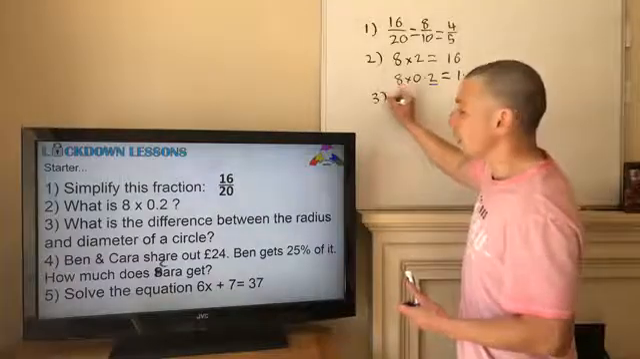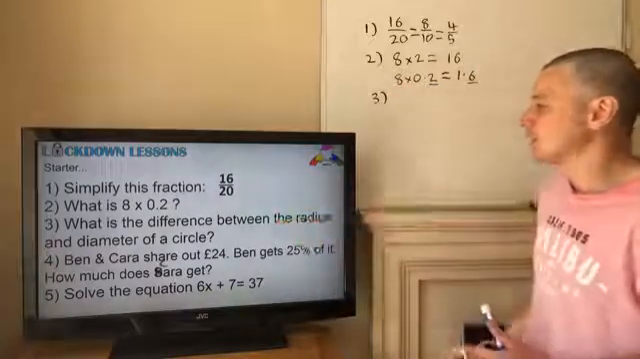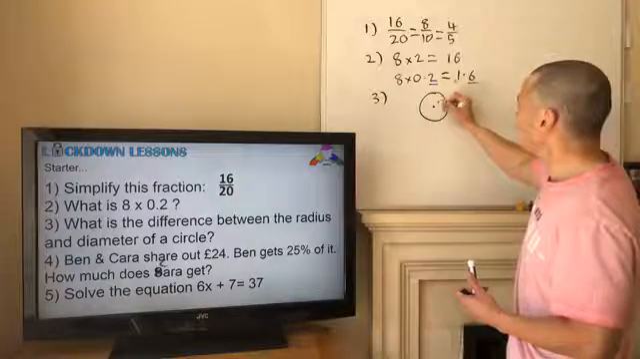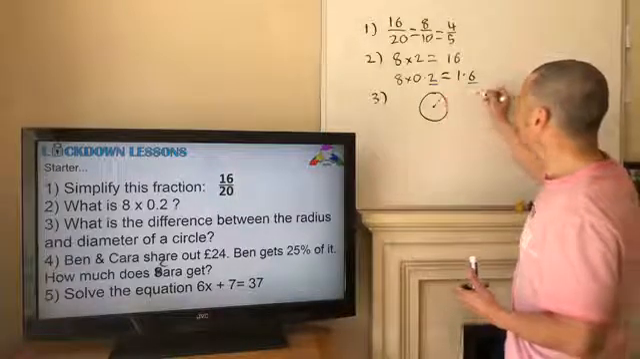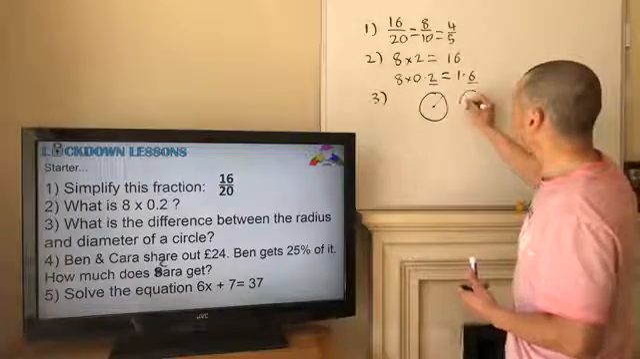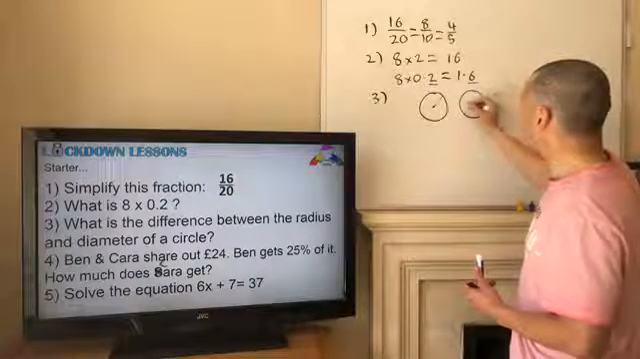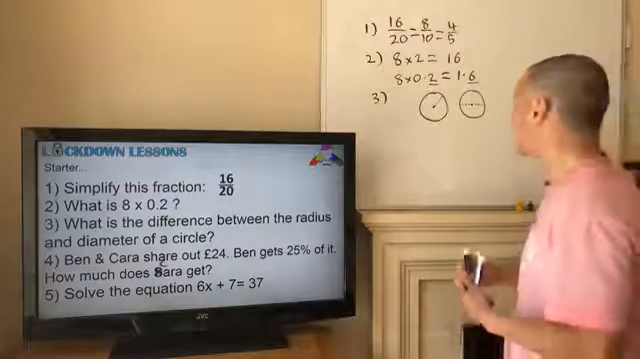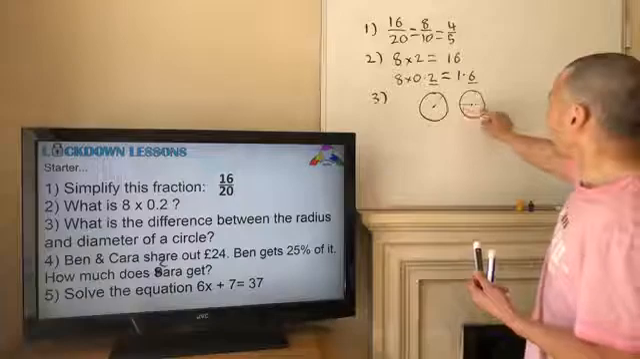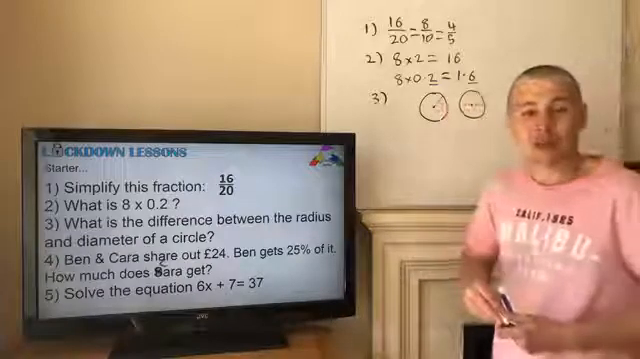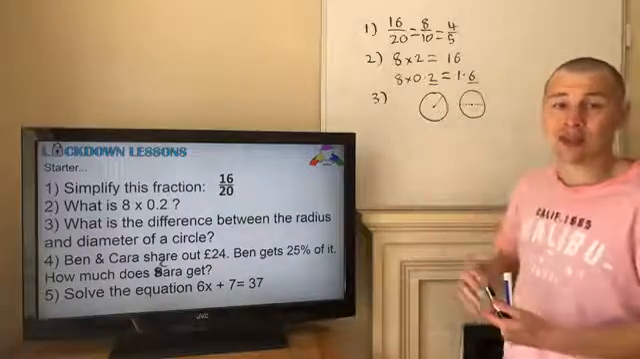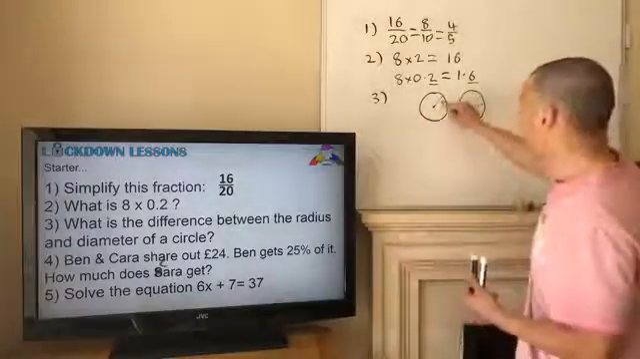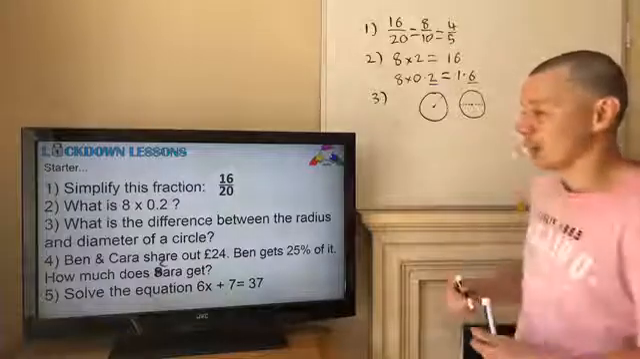Okay, question 3. What's the difference between the radius and the diameter of a circle? If I drew a circle here, the radius is that line. The diameter of the same circle would be all the way across. So you need to know the difference between those two, and you should say that the diameter is double the radius as well. The diameter is double the radius in a circle. It's so easy to get those words mixed up though. Radius, halfway, diameter, all the way across.